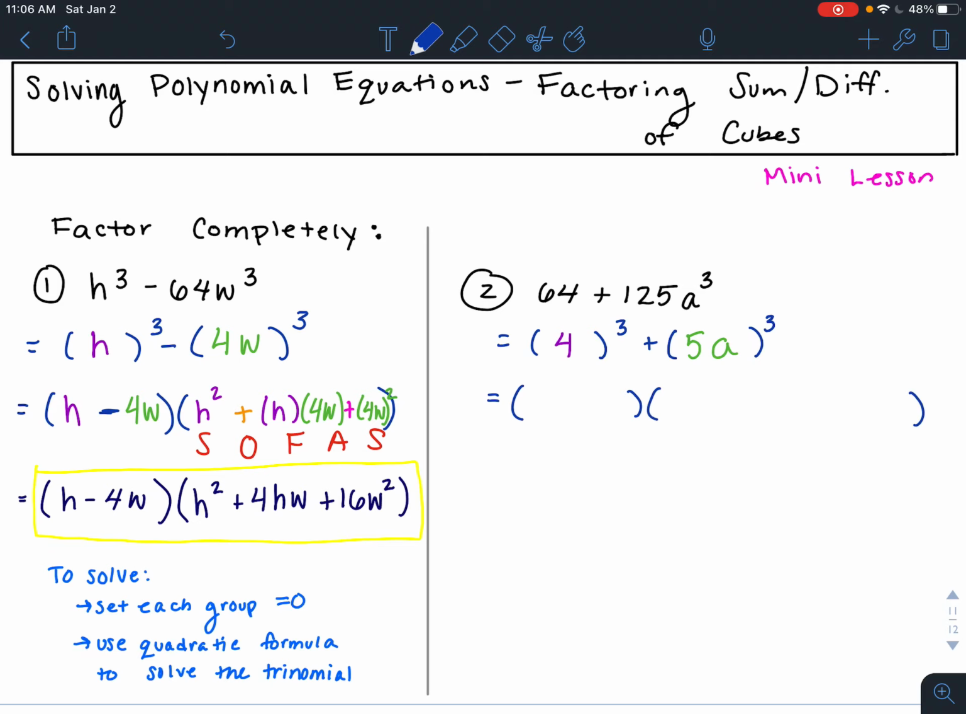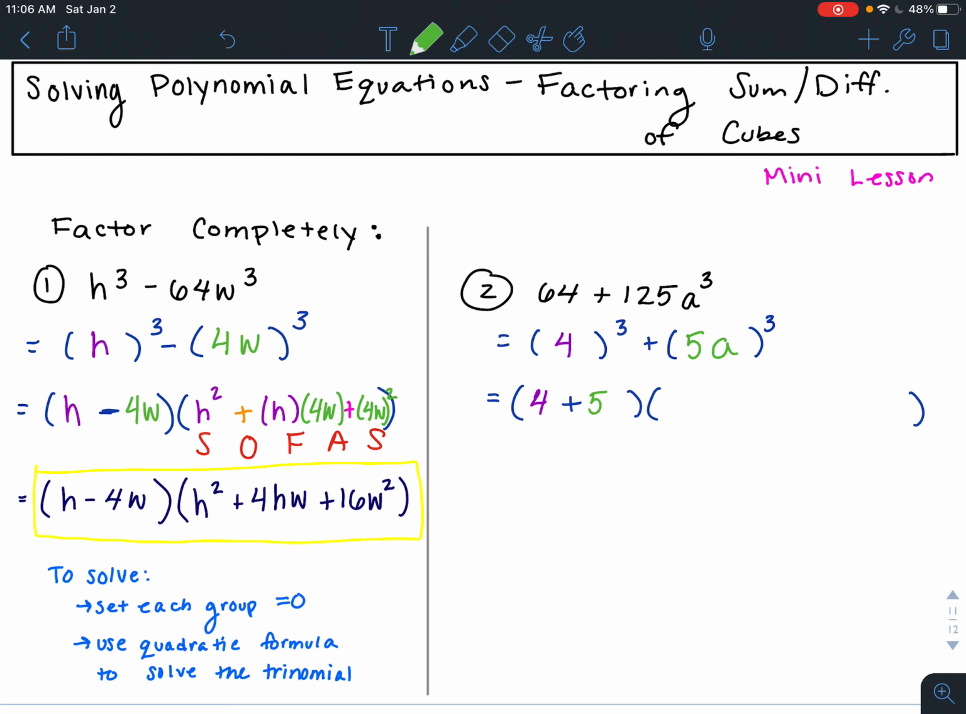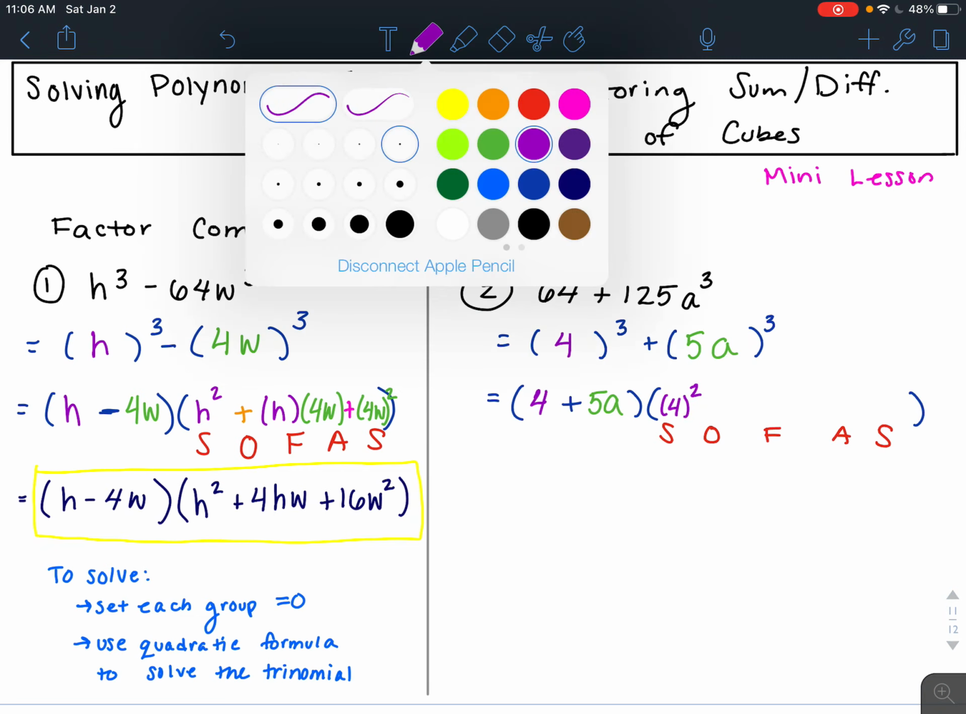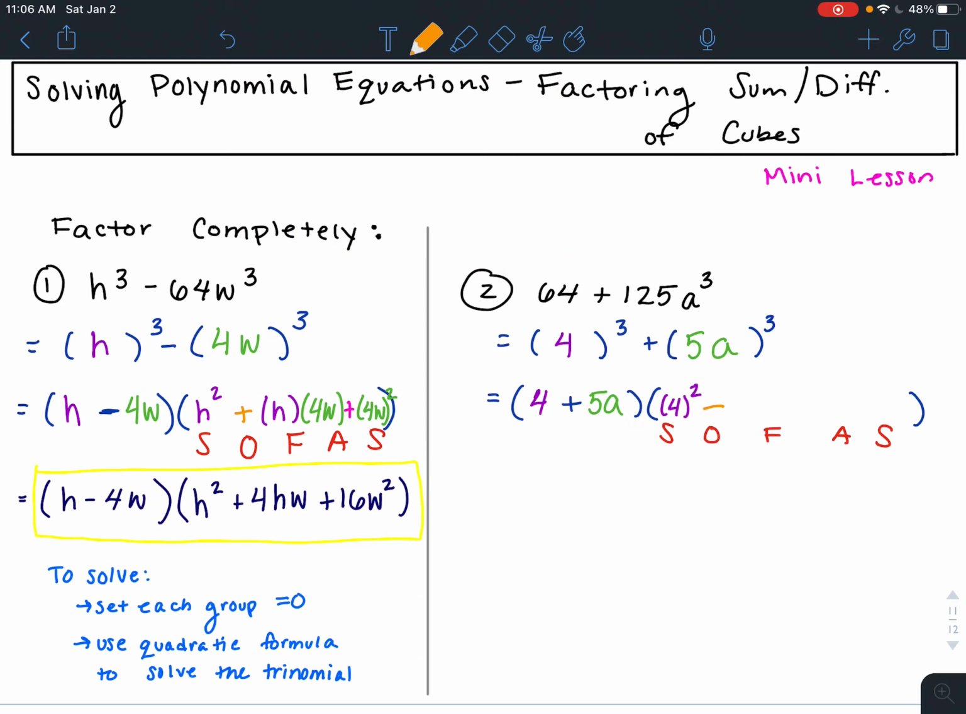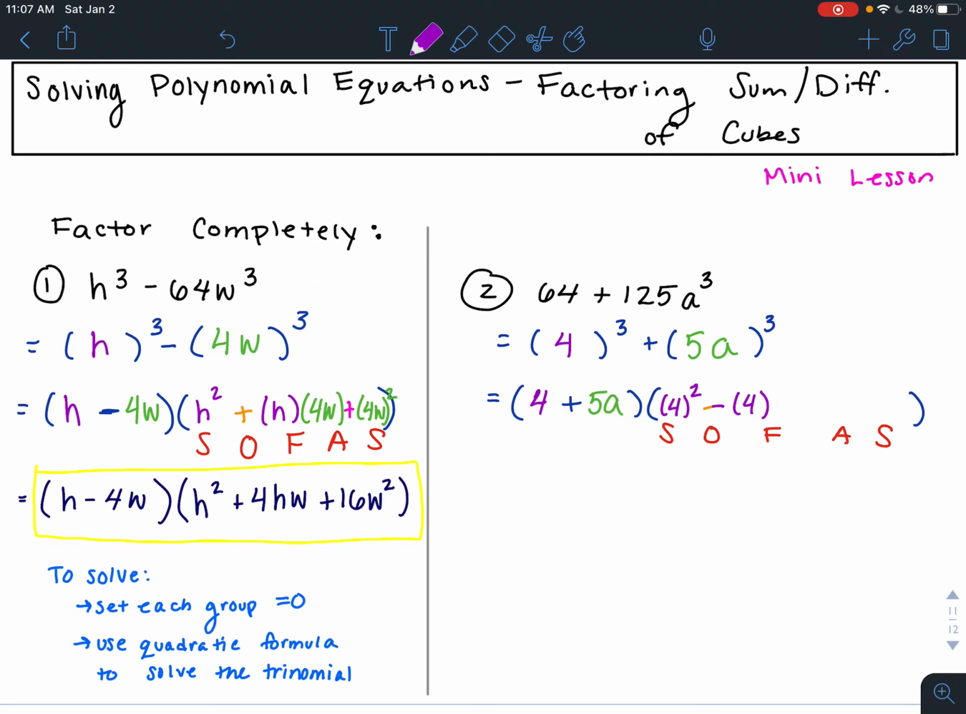Then we're going to follow that same process as the other one. The first group is going to have the same sign in the middle, and we're just going to take what we just wrote and drop the exponents. So I'm going to put a 4 here with no cube, and a 5a in the second spot with no cube on it. And then we're going to follow SOFAs. I'm going to square the first term, so I'm going to square 4. Opposite sign is going to give me a minus sign.